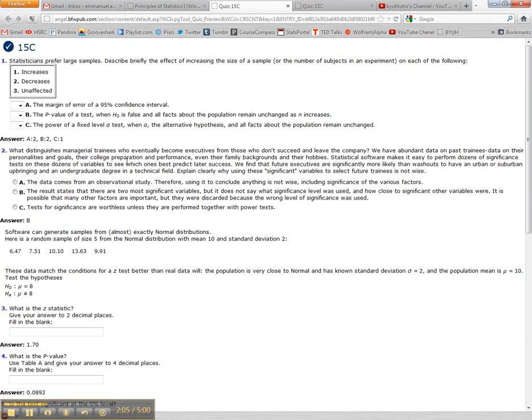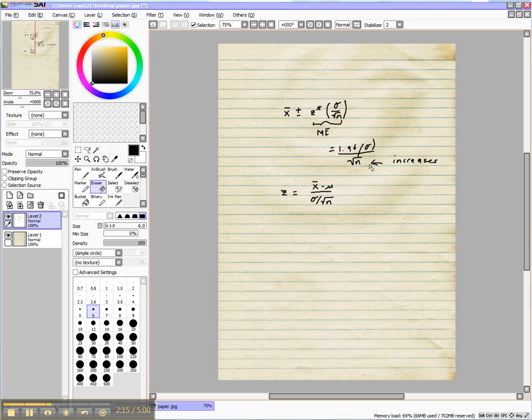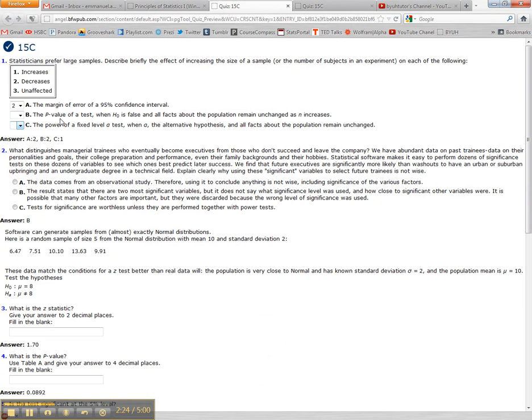So let's go look back. The margin of error of a 95% confidence interval, again, if your n increases, your whole margin of error decreases. So I hope that makes sense. You increase the denominator, divide by a bigger number, so your whole margin of error gets smaller. The second one, the p-value of a test when the null, H null, is false, and all facts about the population remain unchanged as n increases.